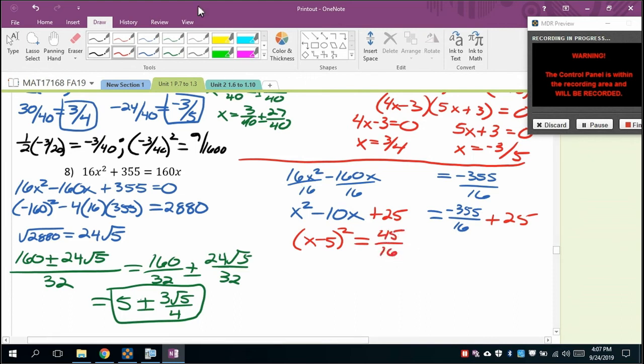Using the calculator. Trust me, you want to use the calculator. So we take the square root of both sides. X minus 5 will equal plus or minus square root of 45 over 4. But the square root of 45 becomes 3 root 5.